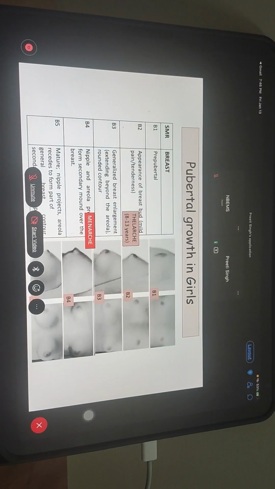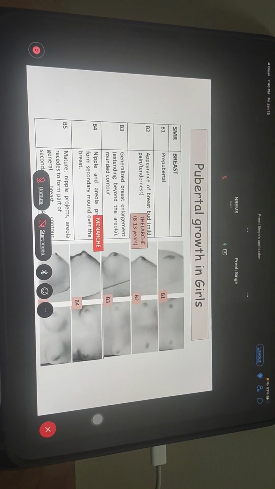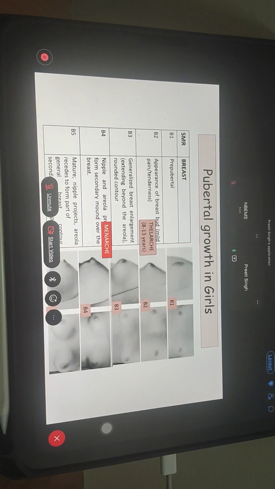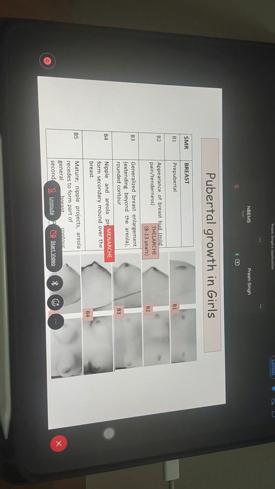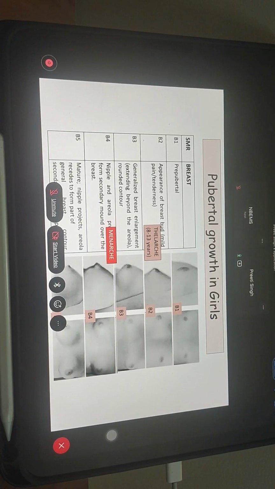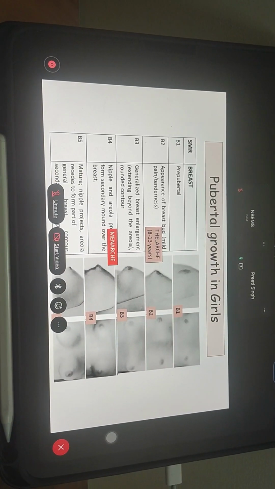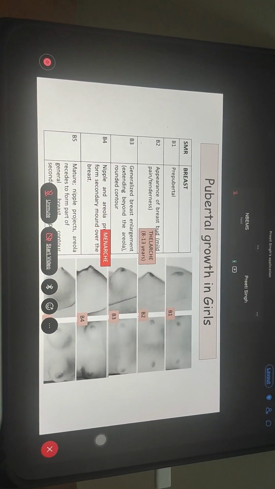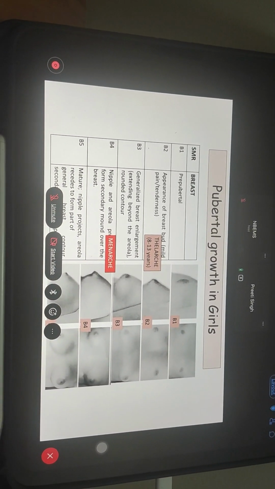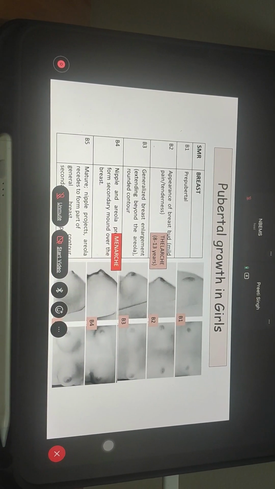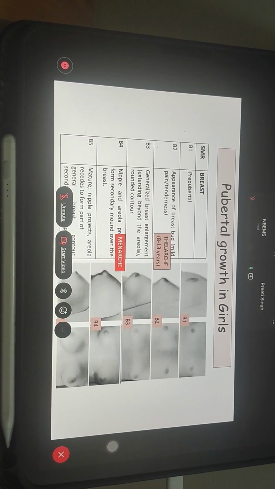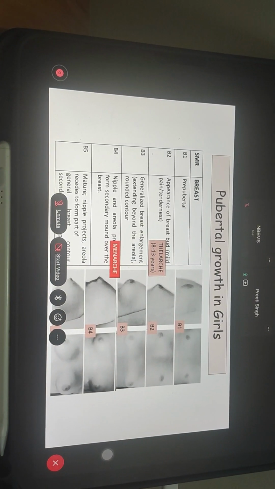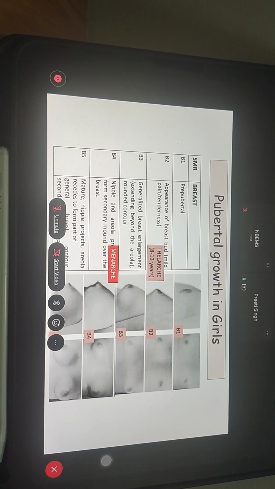And as we can see, B1 to B5, these are the Tanner staging. B1 is the prepubertal stage, so that means that there is no breast tissue that is palpable. And once the breast tissue starts getting palpated, that becomes B2, and this is called thelarche. The accelerated growth spurt is happening between B2 and B3, and after B3 we have the onset of menstruation, which is called menarche. And you can see that B5 is considered as the adult or the mature form of the breast development.